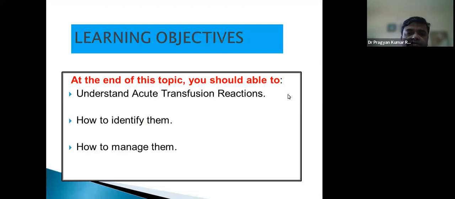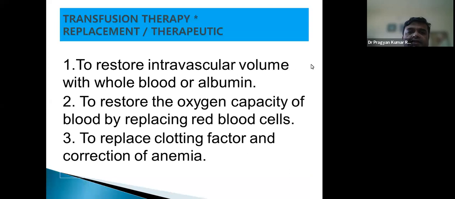So learning objectives will be to understand acute transfusion reactions, how to identify them, how to manage them. As we understand, transfusion therapy is like a replacement therapy or a therapeutic therapy. The primary goal of giving transfusion is to restore intravascular volume with whole blood or albumin, to restore the oxygen capacity of blood by replacing the red blood cells, to replace clotting factor and correction of anemia.